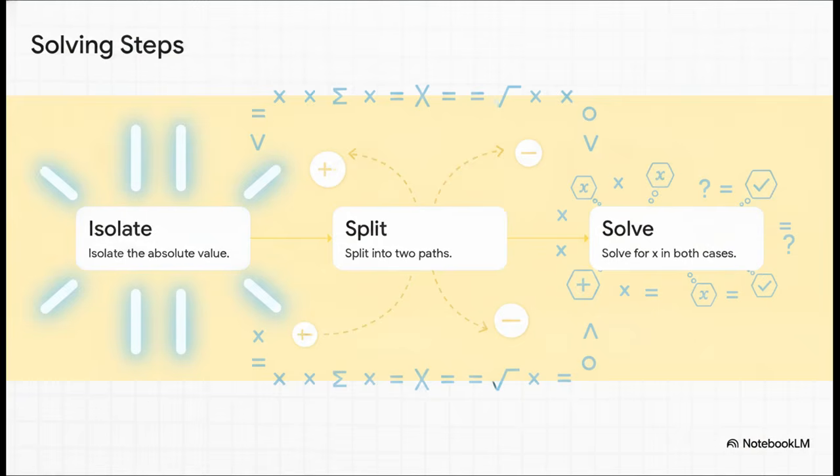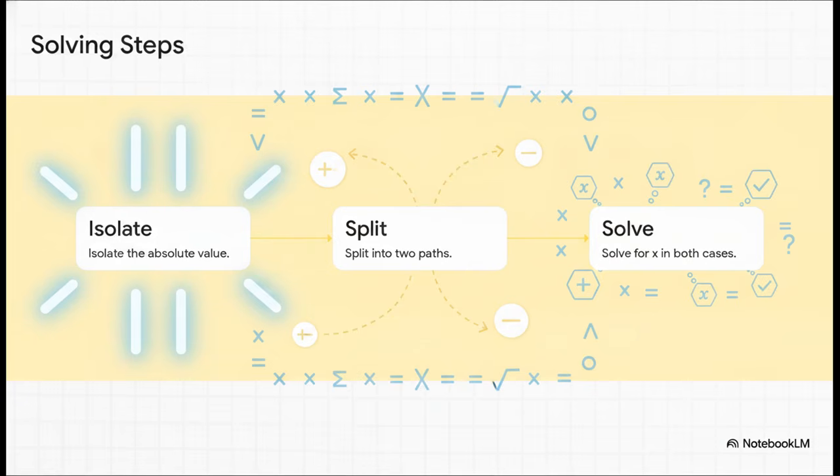Second step. Okay, so sometimes absolute value equations need a little bit of cleanup first. Here is the strict chronological order you absolutely need to follow when the absolute value isn't sitting all by itself on one side of the equal sign yet. Step 1, isolate the absolute value. Step 2, split it into two equations. And step 3, solve for x.